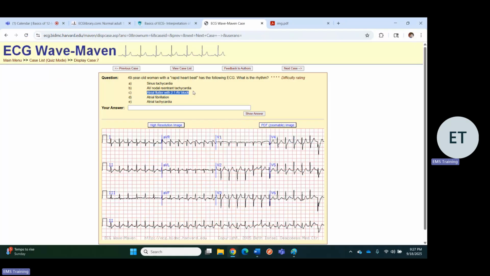Flutter with a 2-to-1 AV block. I buy that. AV nodal reentrant tachycardia, and part of it looks like that's what it is. AFib looks slightly too regular for that. Atrial tachycardia, I don't see enough P wave activity to definitively say that. Sinus tachycardia, absolutely not. Okay, so now we're down to these four.